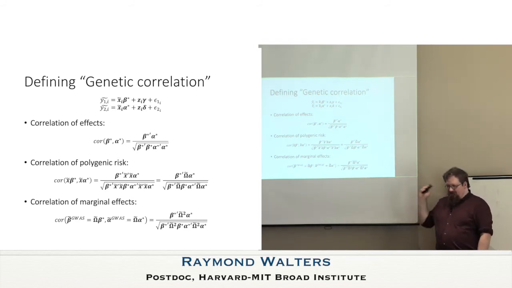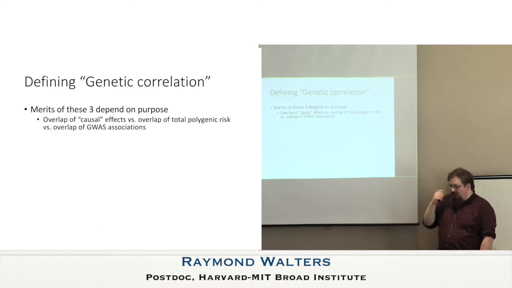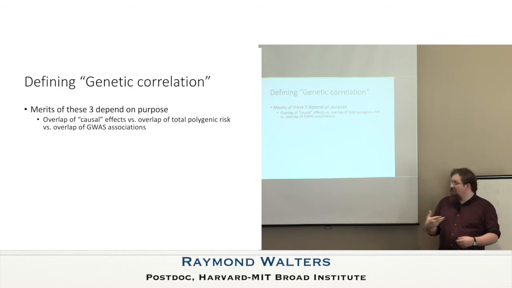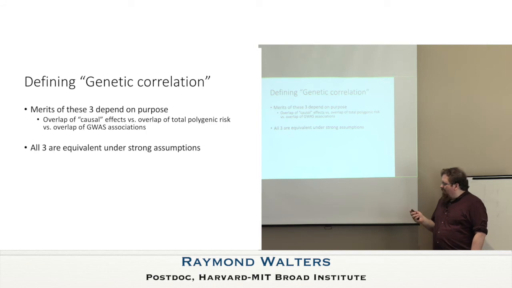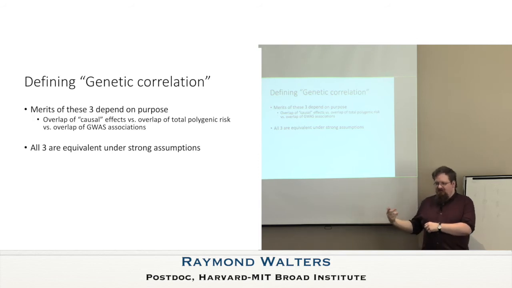Fair. Cool. So there are many ways we could define genetic correlation, as I alluded to. There are merits to each of these, and they largely turn into a choice of a scientific question of which quantity we're interested in. But the potentially simplifying thing is that under some decently strong but LD score-like assumptions, these three quantities actually end up being equivalent in expectation.